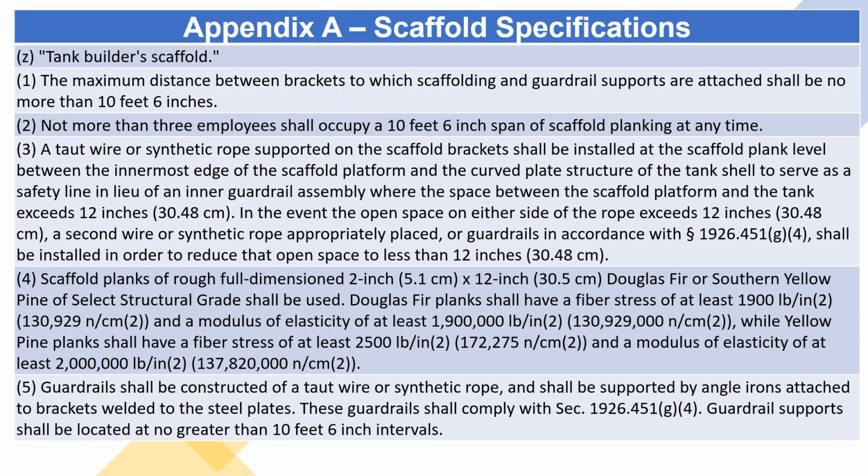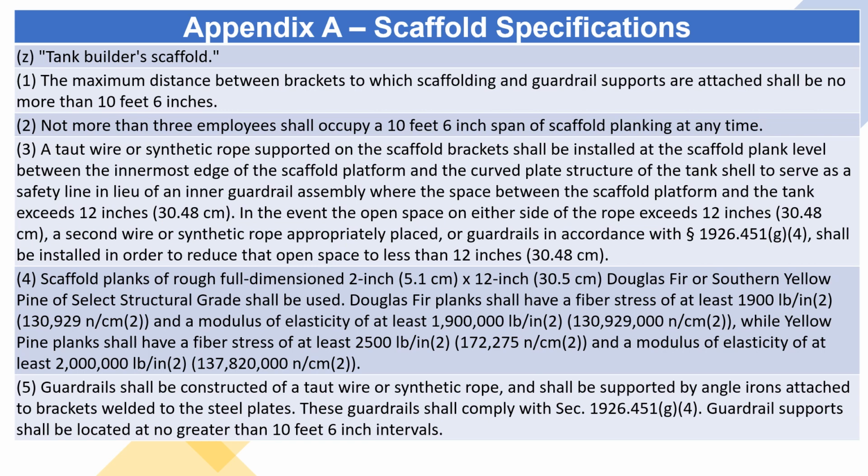Z. Tank builder's scaffold. 1. The maximum distance between brackets to which scaffolding and guardrail supports are attached shall be no more than 10 feet 6 inches. 2. Not more than 3 employees shall occupy a 10 feet 6 inch span of scaffold planking at any time. 3. A taut wire or synthetic rope supported on the scaffold brackets shall be installed at the scaffold plank level between the innermost edge of the scaffold platform and the curved plate structure of the tank shell to serve as a safety line in lieu of an inner guardrail assembly where the space between the scaffold platform and the tank exceeds 12 inches (30.48 centimeters).